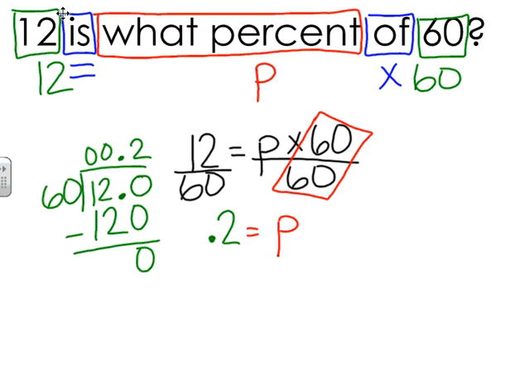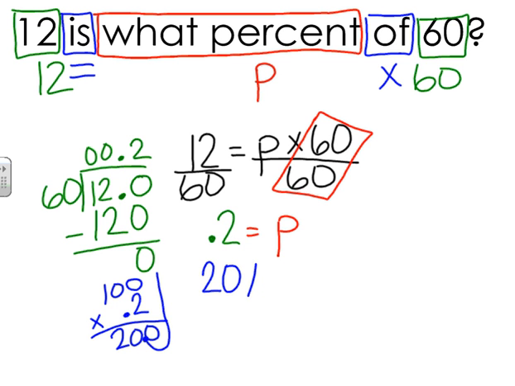Because I'm looking for a percent, I have to go back and change 2 tenths into a percent, and I can do that by multiplying by 100. So I get 200 and move the decimal point over 1 place. So 2 tenths is equal to 20%. Okay, so 12 is 20% of 60, and that seems reasonable. We're on the lower end of that percent.